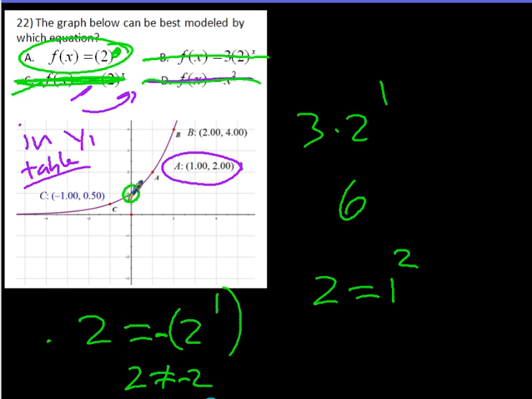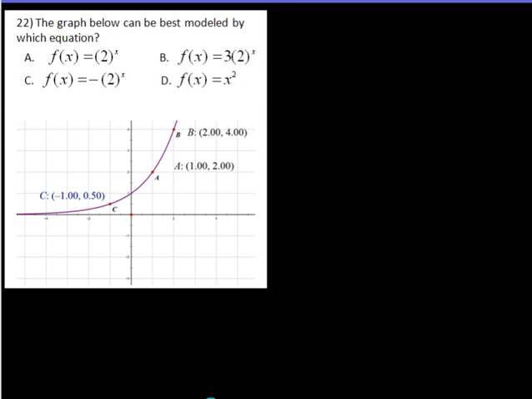The correct answer again, which one was it? Oh yeah, A. Up there. A. Right? Hope this is helpful.